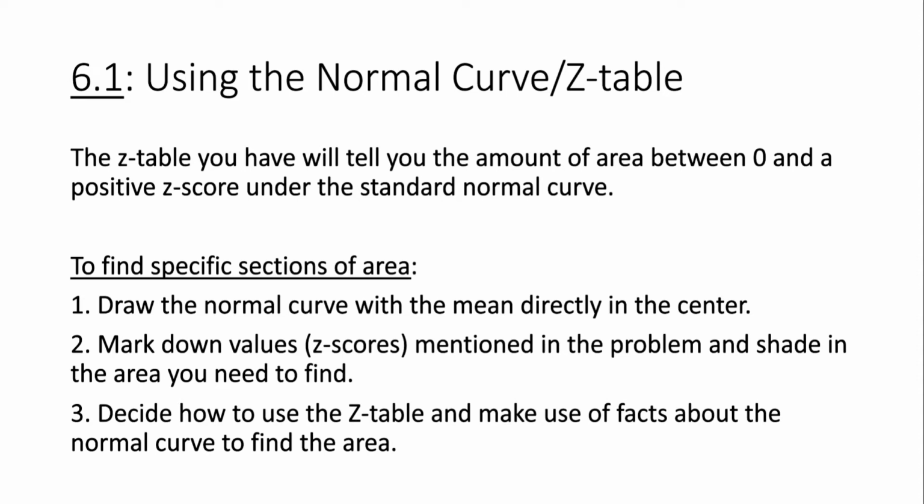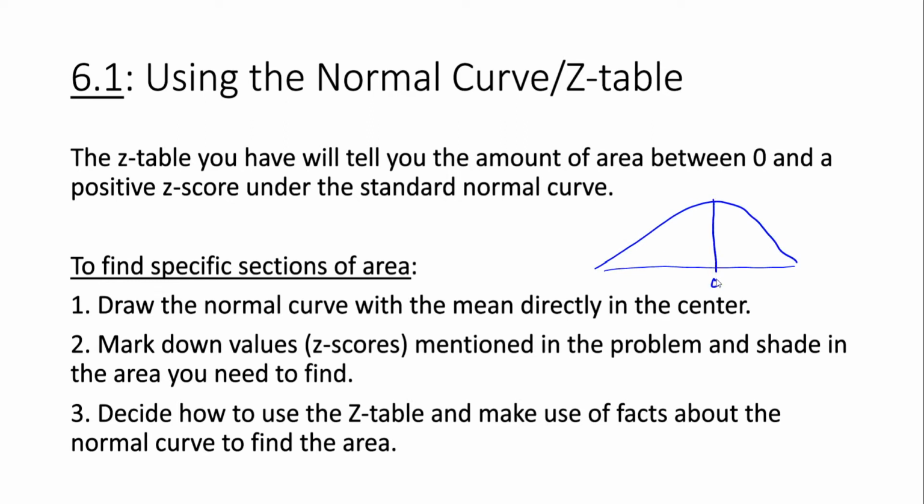In this video, we're going to talk about how to use the normal curve table or the z-table to solve problems. The z-table that you have will tell you the amount of area between 0 and a positive z-score under the standard normal curve. To find specific sections of area, first, draw the normal curve with the mean directly in the center. So that would be like this.